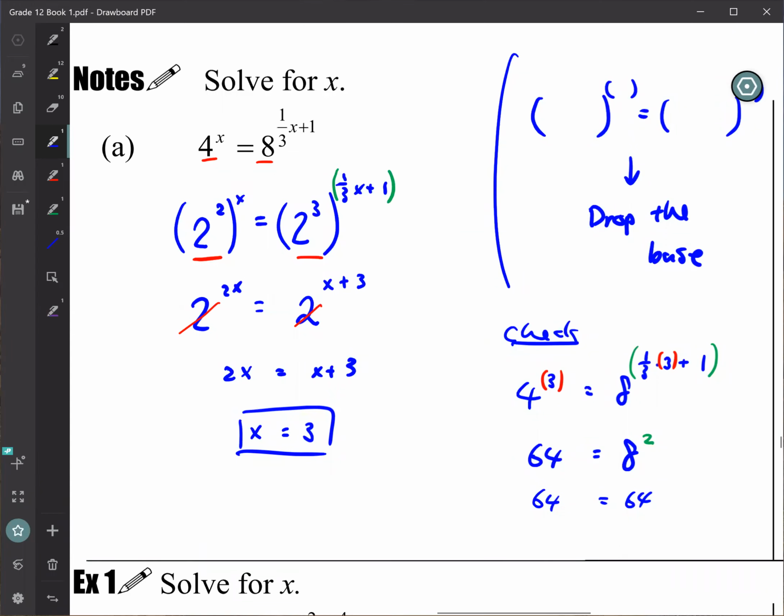So in case when you get an answer, because the answer doesn't have to be an integer all the time, sometimes you get a fraction, right? If you are not sure whether your answer is right, you can sub it back in.